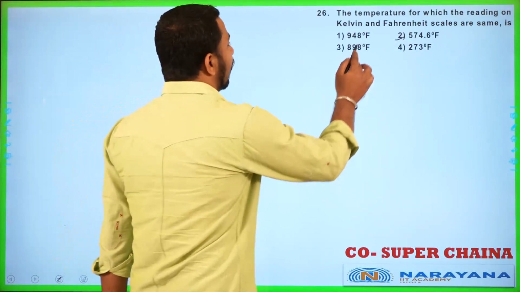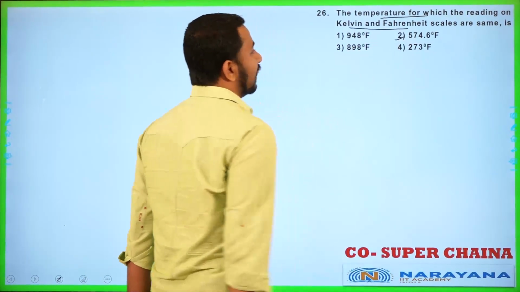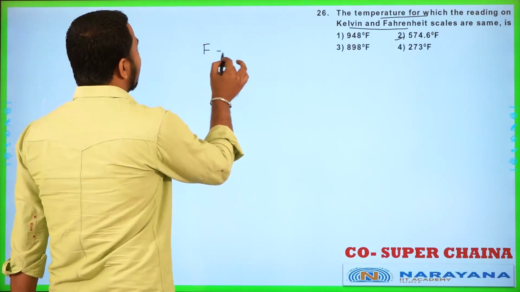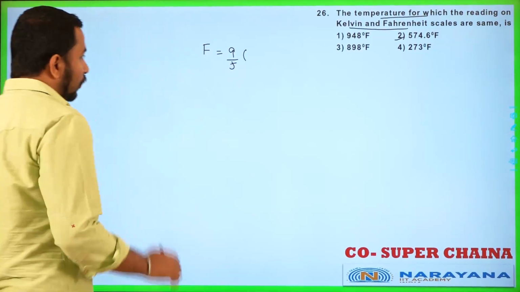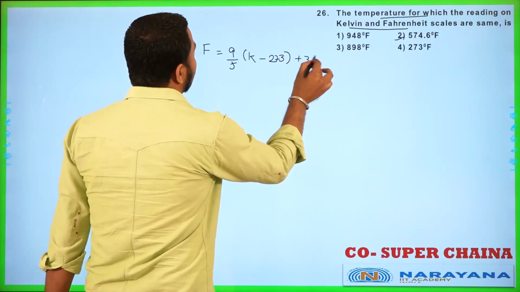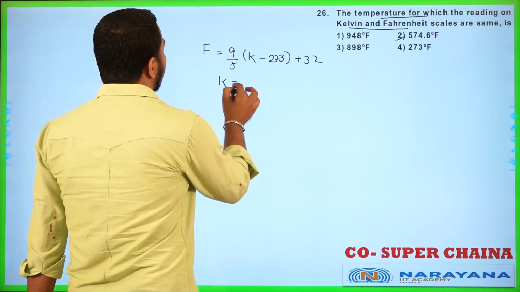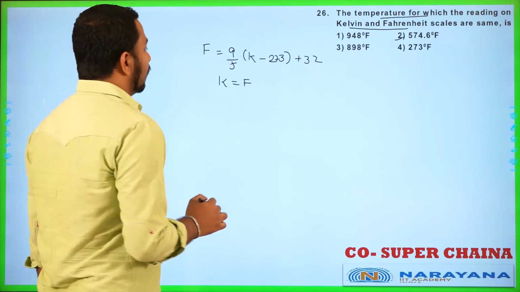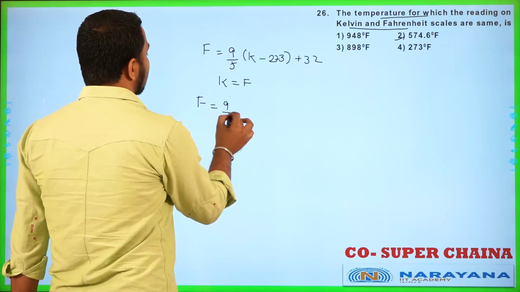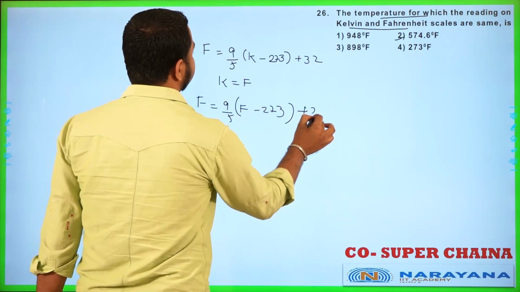So first question: a temperature for which the reading on Kelvin and Fahrenheit scale are the same. You have to find at what temperature the reading of Fahrenheit and Kelvin scale have the same value. So if you see here, we have the formula F = 9/5 (K - 273) + 32. This is the formula we use for this. Now here it is given that K and F values are the same. So you just substitute F in place of K. So F will be 9/5 F minus 273 plus 32.